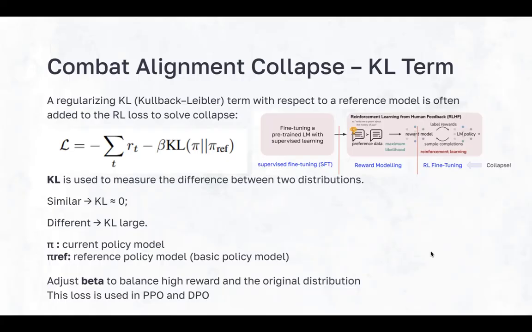Okay. Should I continue? Please. I think we are clear with the pi and pi sub ref. All this part says that the current model should not be too far from the reference model, I mean the original model. So we can adjust the beta to balance the high reward and the original distribution. This loss is used in PPO and DPO, and we will touch DPO next.